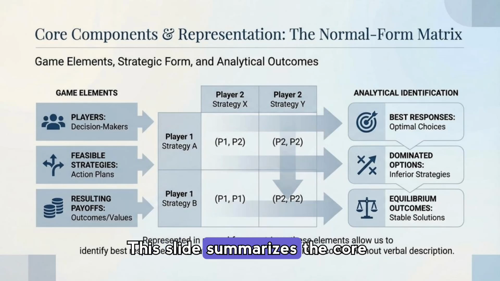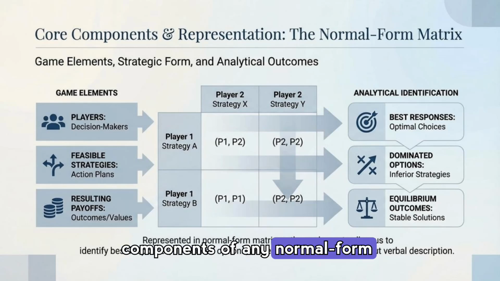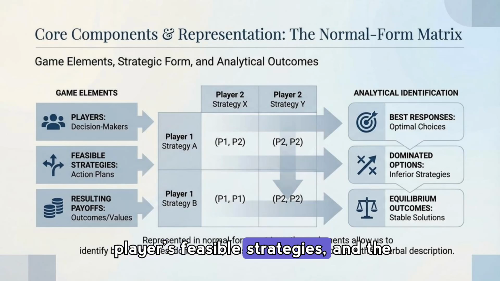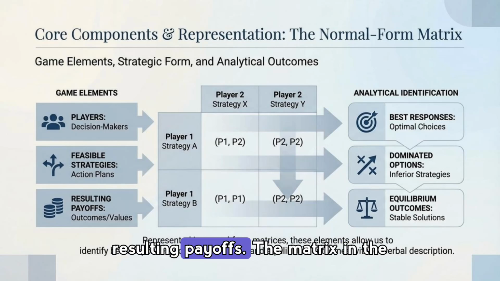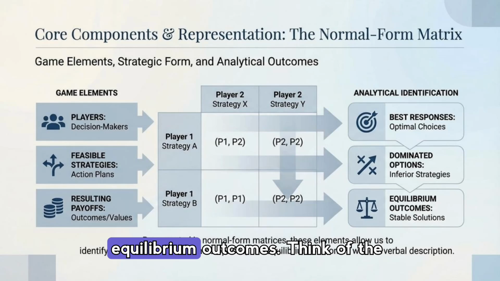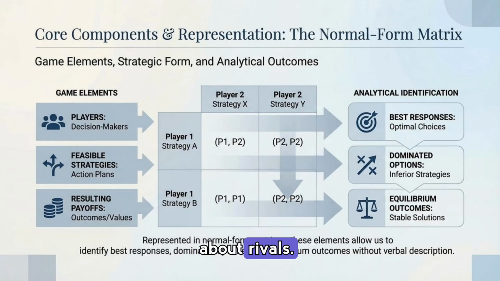This slide summarizes the core components of any normal form game: decision-making players, each player's feasible strategies, and the resulting payoffs. The matrix in the center helps us compare outcomes cell by cell, while the side panel points to the key analytic tools: best responses, dominated options, and equilibrium outcomes. Think of the matrix as a map to navigate strategic choices and predictions about rivals.